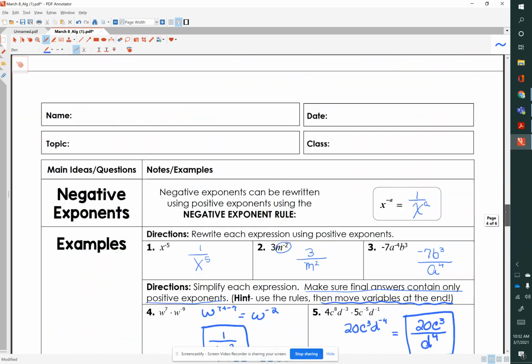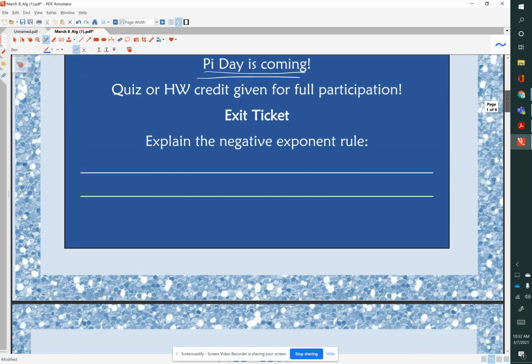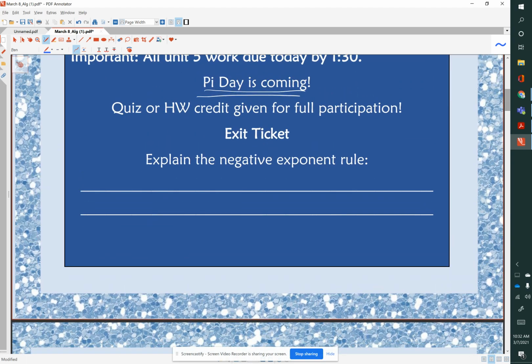Let's go back to our exit slip. Explain the negative exponent rule. Okay, we ready to explain it in words? Probably a demonstration too. Negative exponents can be written using positive exponents.